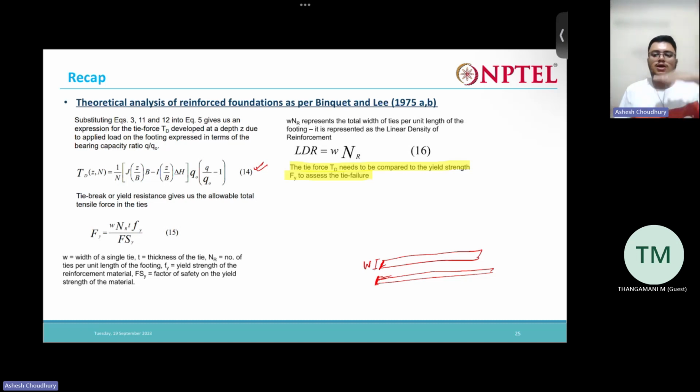This is where we are putting the reinforcement. This reinforcement has a certain width, so width times the number of reinforcement per unit length. NR is the number of reinforcement per unit length, lengthwise in the out of plane direction. Not vertically. How many reinforcement are you providing per unit length? That W times NR gives us the linear density of the reinforcement. So, as highlighted here, the tie force TD needs to be compared to the yield strength Fy to assess the tie rate.